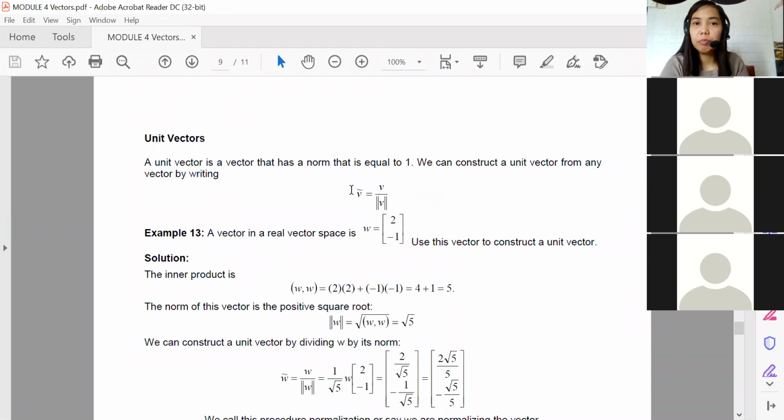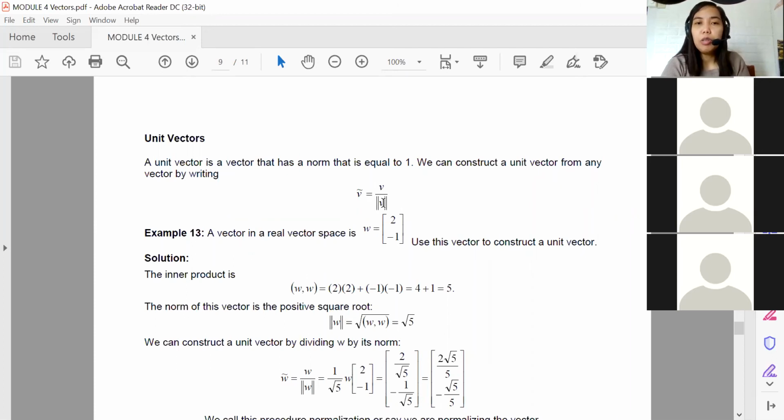Merong curve sa taas niya. So we can construct a unit vector from any vector by writing: the unit vector of V is equal to vector V over the norm of V. Okay? So let's have an example. A vector in a real vector space, given the vector W, so we have 2, -1. Use this vector to construct a unit vector.